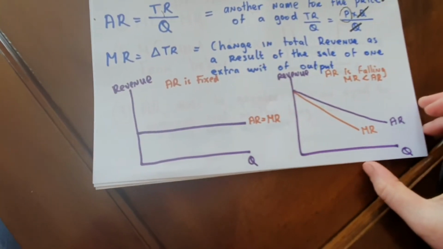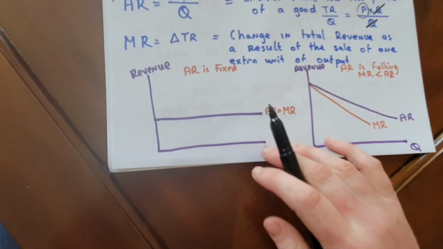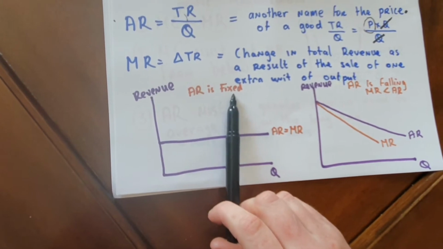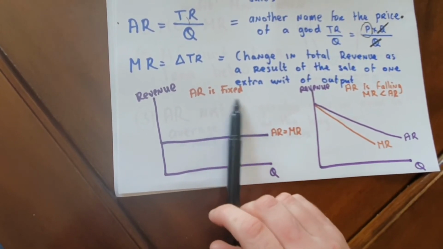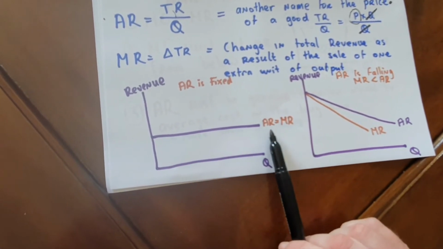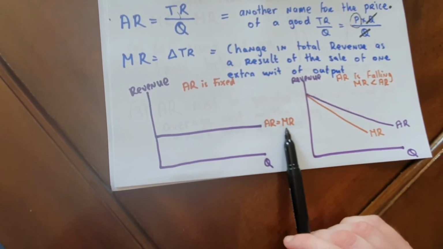So these two graphs here then tell a bit of a story, and we have to understand what they're saying to us. So if we're told that our average revenue is fixed, so our price is fixed, it's saying that our line is going to be horizontal, but it's also telling us that our average revenue is going to be equal to our marginal revenue.